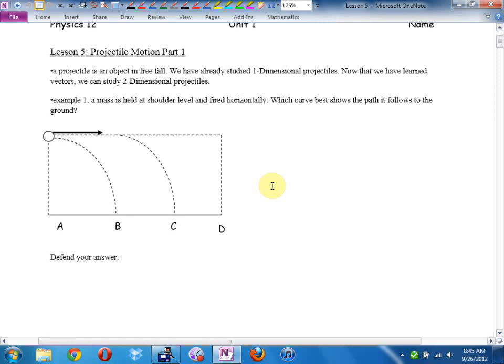First question. A mass is held at shoulder level and fired horizontally. Kind of like this. Okay? Oh, like this. Which curve best shows the path that it follows to the ground? Path A, path B, path C, and path D.